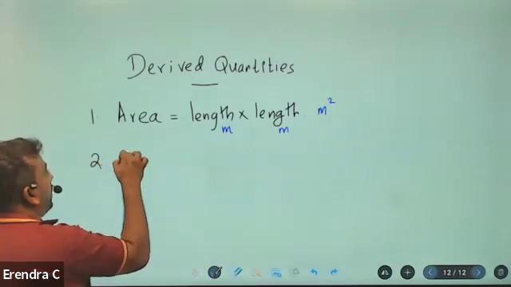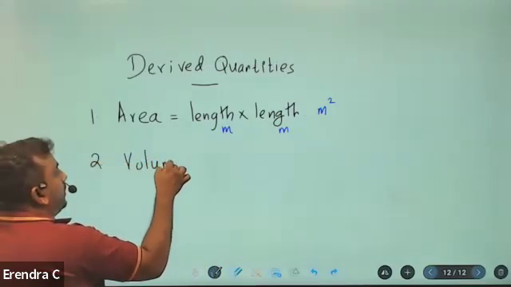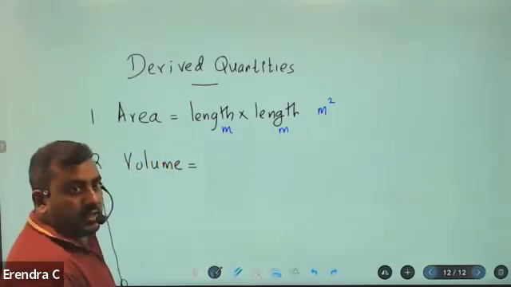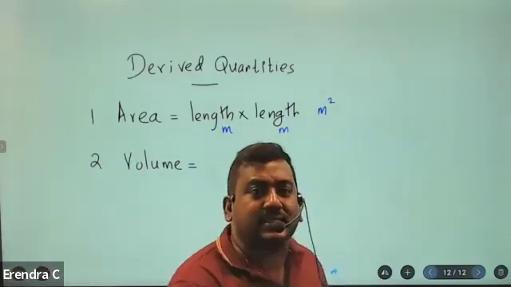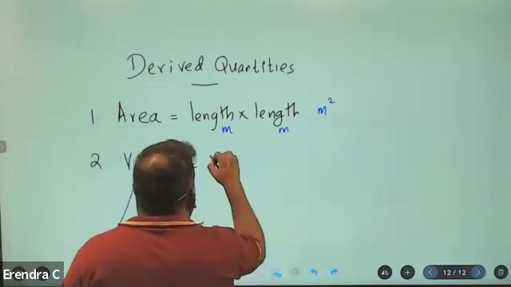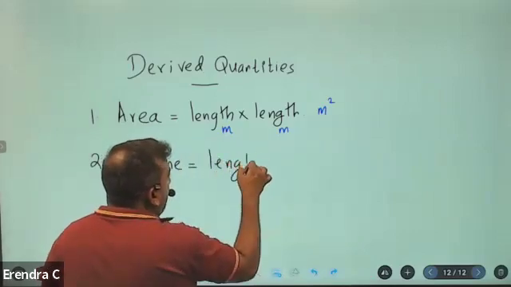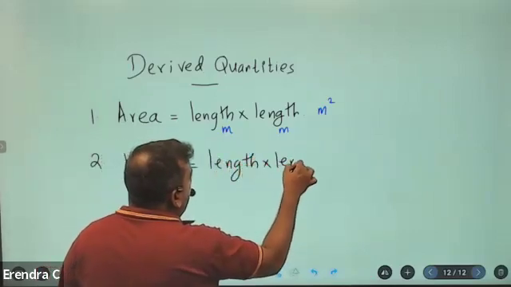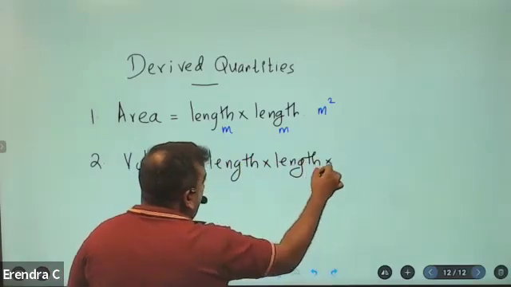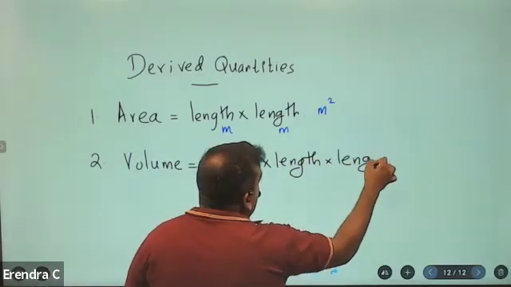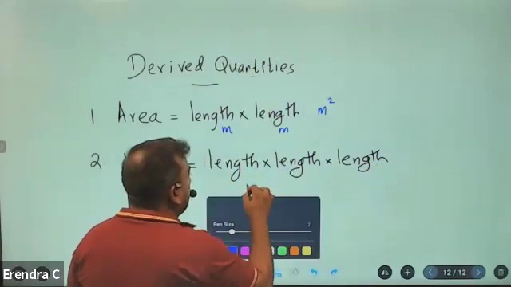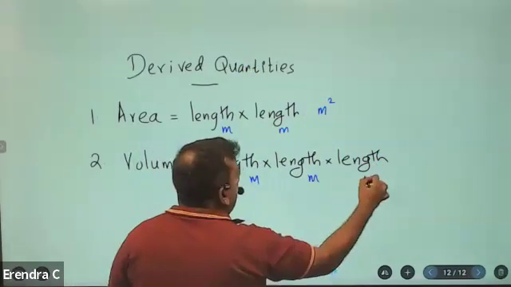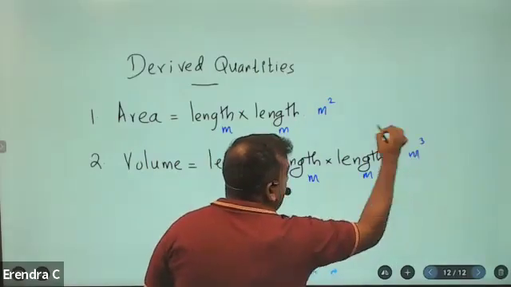Second one. Volume. What is volume now? Quickly tell. You are multiplying how many lengths? 3 lengths. Length is a fundamental quantity. Using fundamental quantity, I am making volume. Volume is what quantity? Derived quantity. Here meter. This is going to be what? Meter cube.